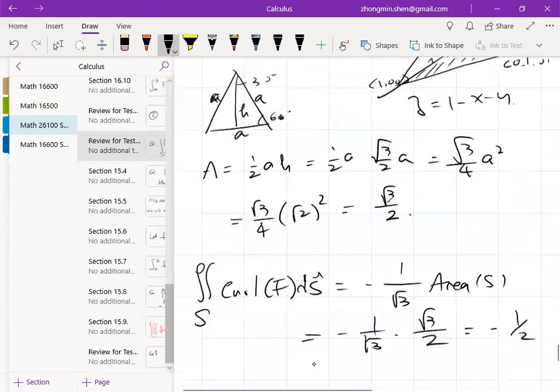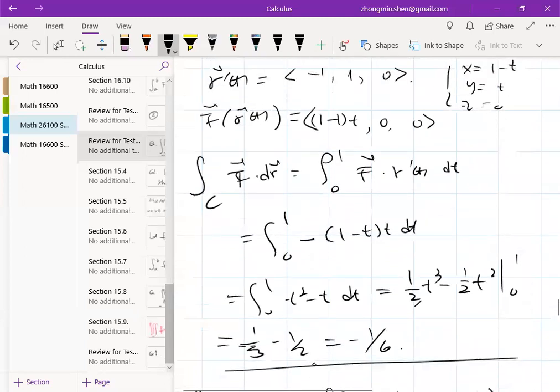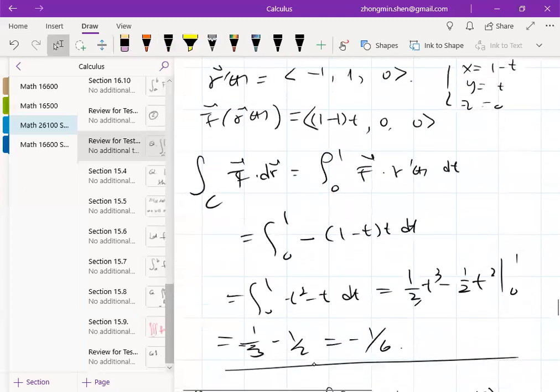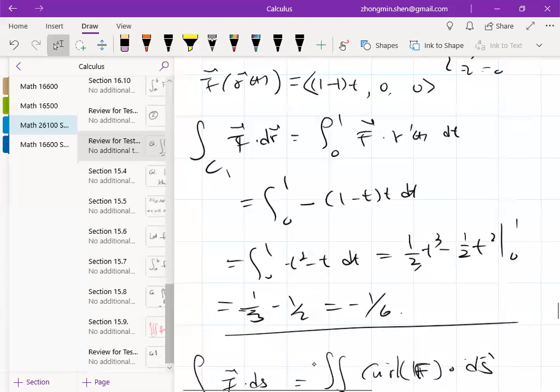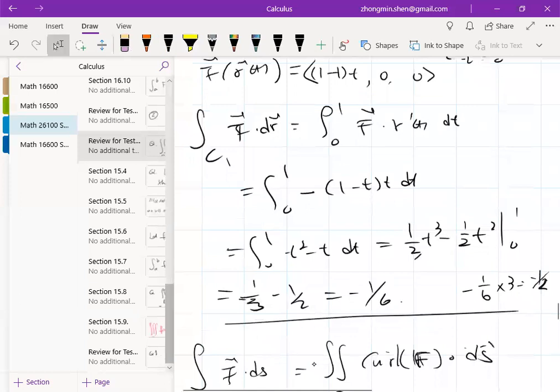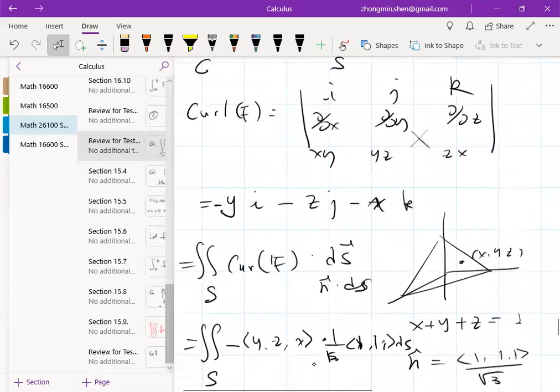You remember? I used this method. I evaluated the line integral along C1, and I said that along C2 and along C3 you should get the same answer. So negative 1 over 6 multiplied by 3 is going to be negative 1/2. So that is the answer for the line integral. So use Stokes' theorem, and you can solve the problem.